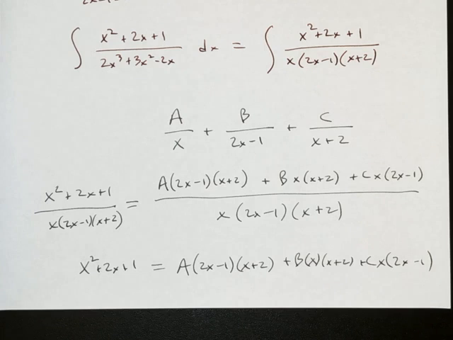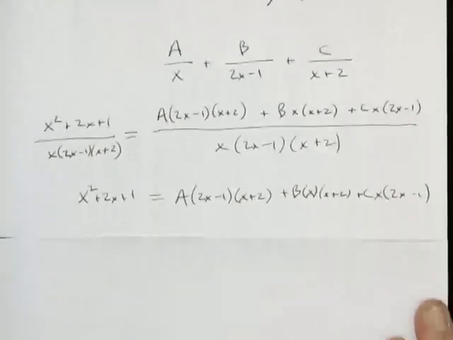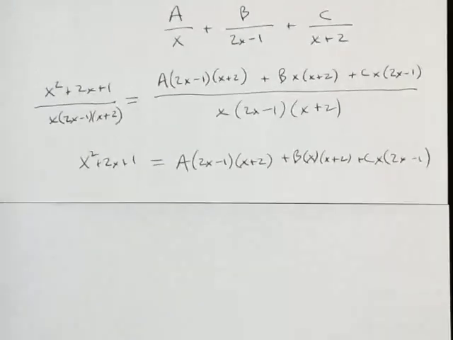So now I can figure out what A, B, and C are to make these fractions match. And there are several different ways to do that. Let's think about this for a minute. How could I figure out the values of A, B, and C?